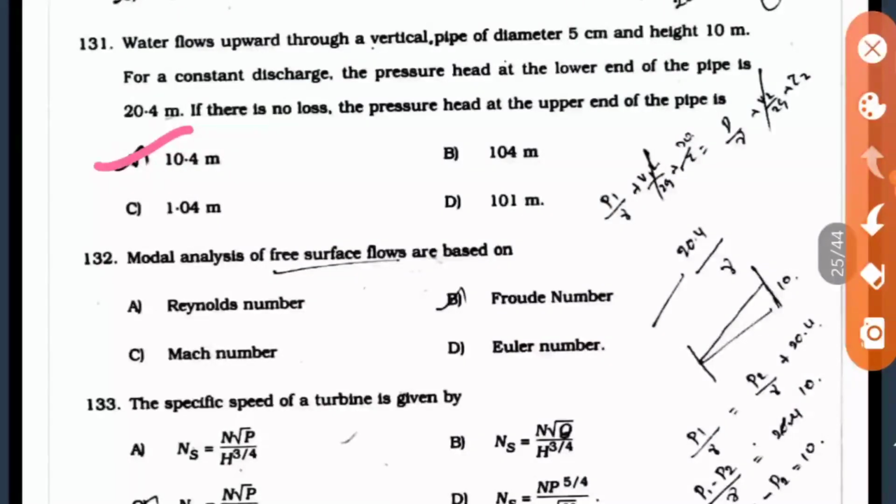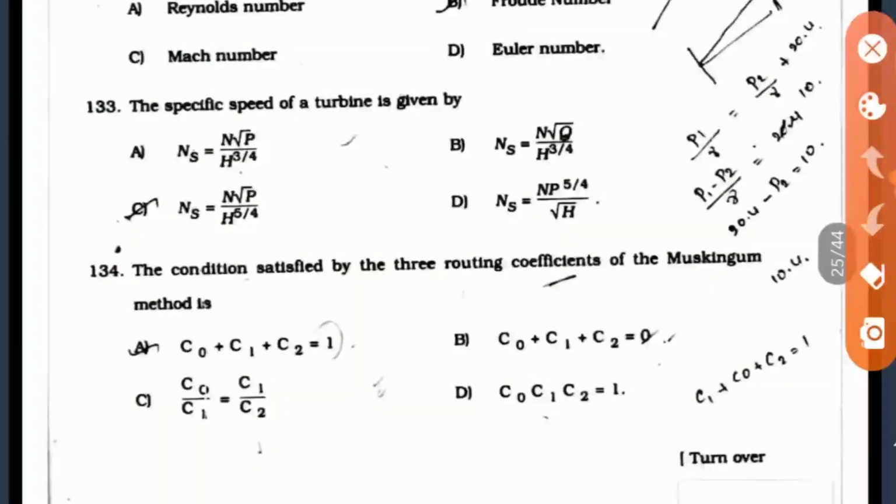Question 132. The model analysis of free surface flows are based on what? So here it's based on the Froude number. Question 133. The specific speed of a turbine is given by, the answer is C. Ns is equal to N root P by H power 5 by 4. Then question 134. The condition satisfied by the 3 routing coefficients of the Muskingum method is what? So here option A, C0 plus C1 plus C2 will be equal to 1.